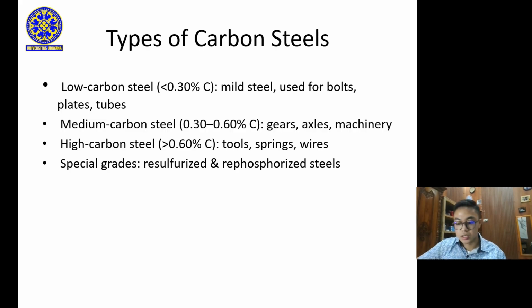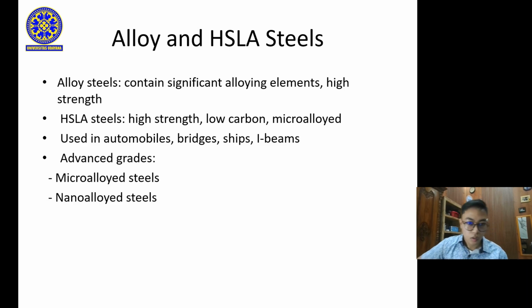And then there are special grades with sulfur and phosphorus, designed to improve machinability. Alloy and HSLA steels contain a higher amount of alloying elements, giving them high strength and toughness. High strength low alloy steels, or HSLA steels, combine strength with relatively low weight. They are produced by microalloying and controlled rolling. These steels are used in automobiles, bridges, and ships.